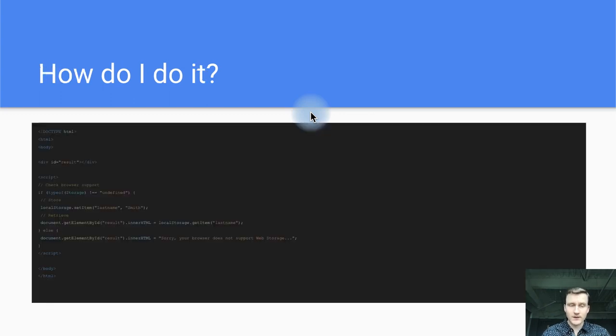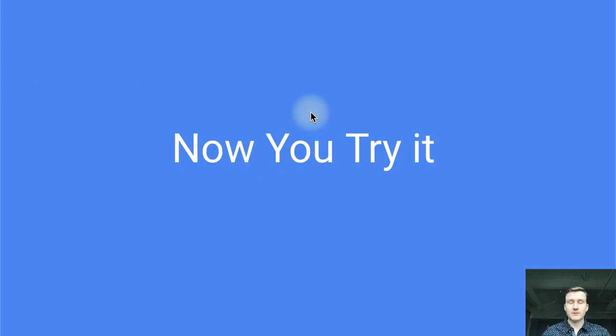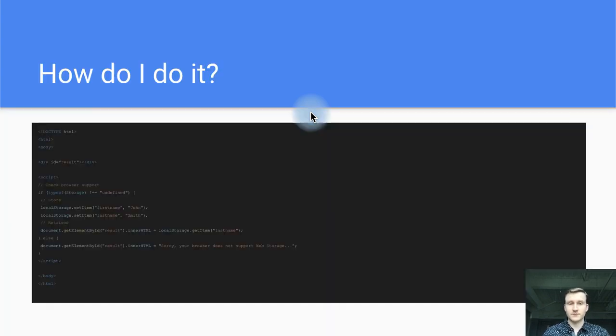How do I do it? Simply take the code in front of you here and add an item to the local storage with a first name key and a value of John. Pause the video here and try it yourself. This is a working example.